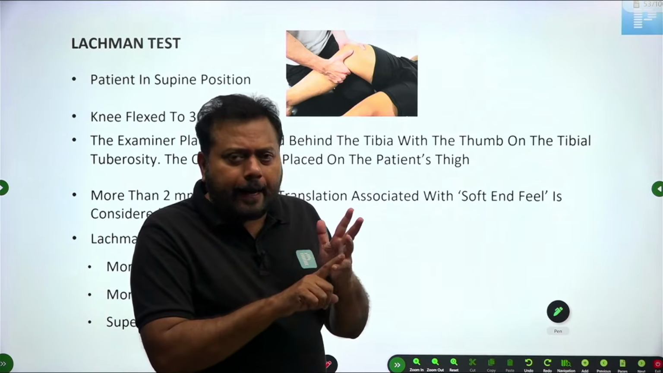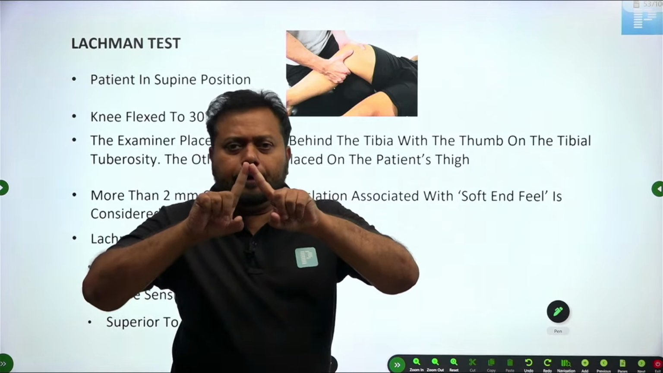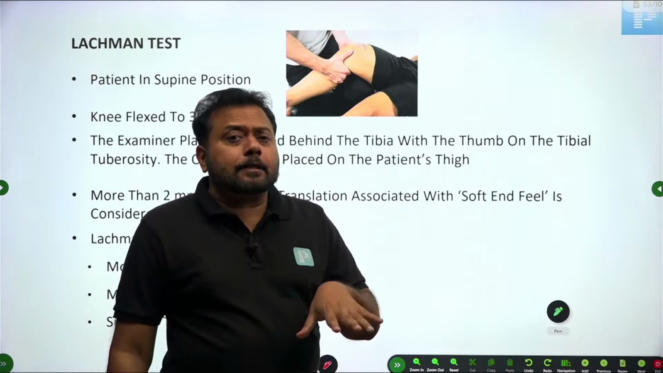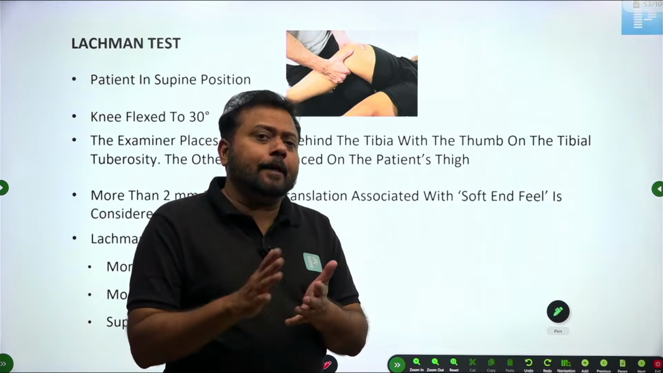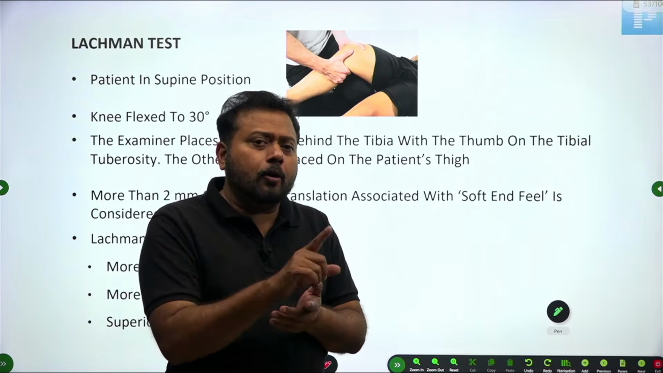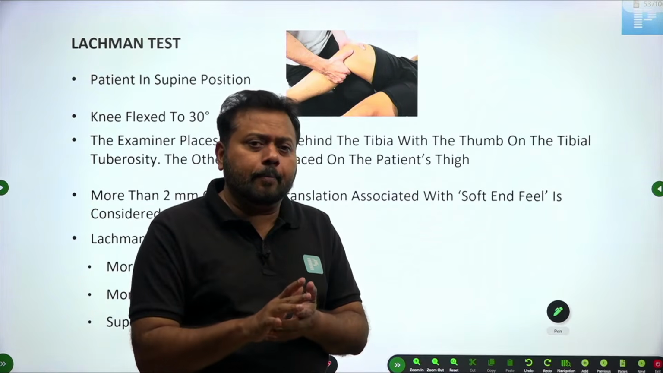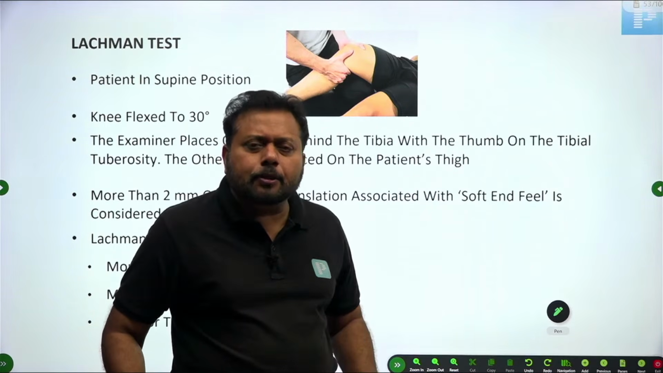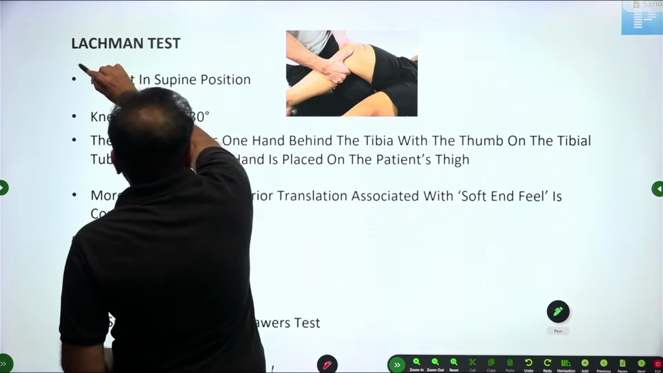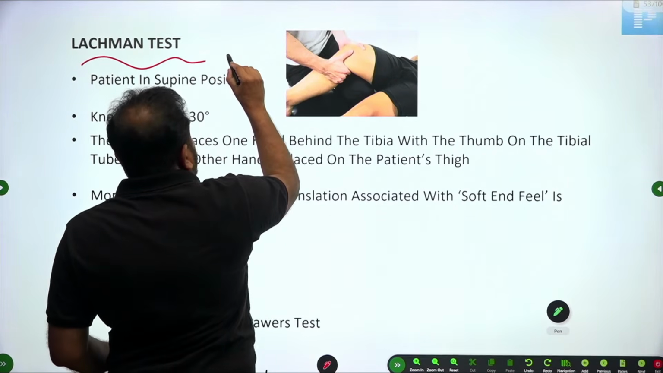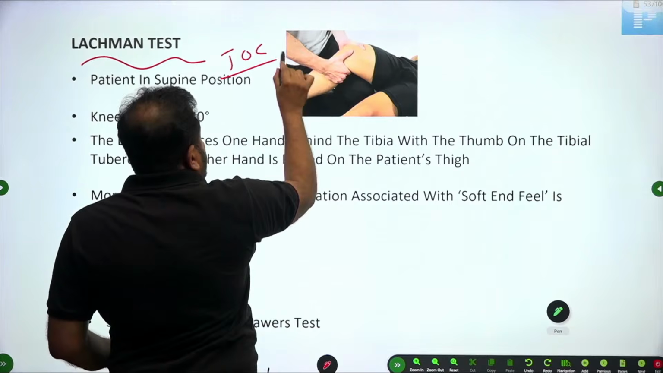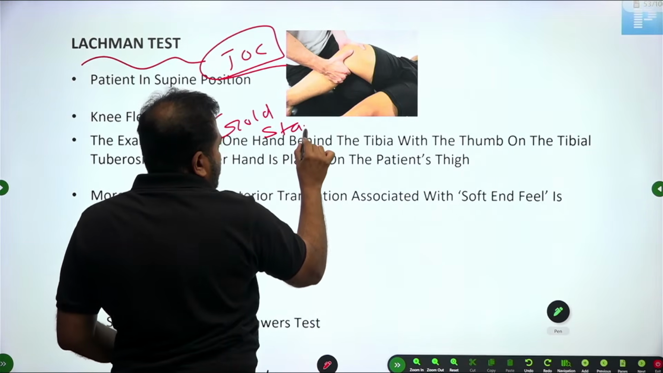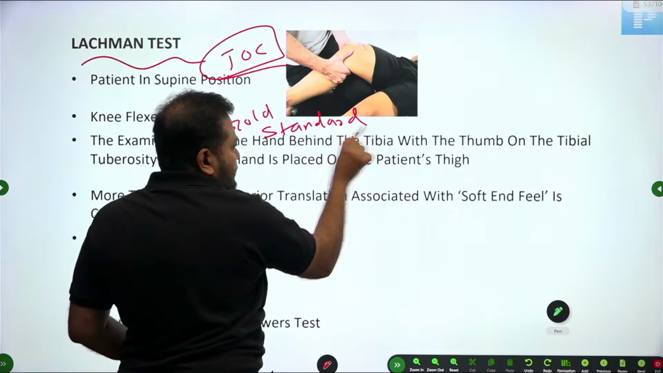In anterior drawer you are flexing to 90. In Lachman you are flexing only to 30. The question they are asking is, which is a better clinical test, anterior drawer or Lachman? Which is more reliable? The gold standard test, the best test for anterior cruciate ligament is Lachman. This is the test of choice. There is no doubt. This is the gold standard.